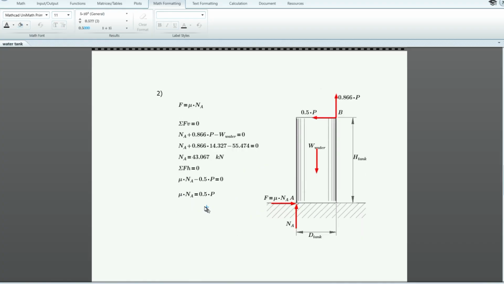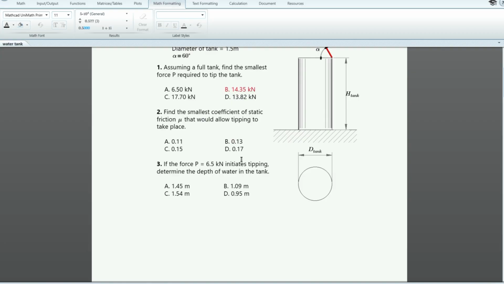Okay, so we'll divide both sides of the equation by N sub A. So this coefficient here will cancel out. And our mu is equal to 0.5 of P divided by N sub A. Our P is 14.327 and our N sub A is 43.067. Our mu therefore is equal to 0.166. That's letter D, 0.17.